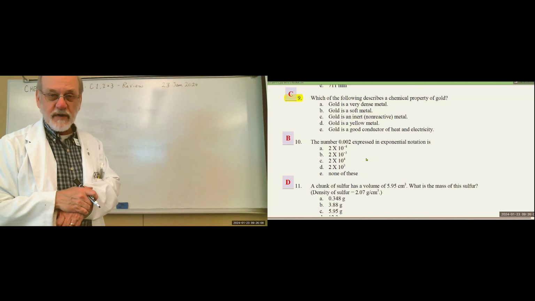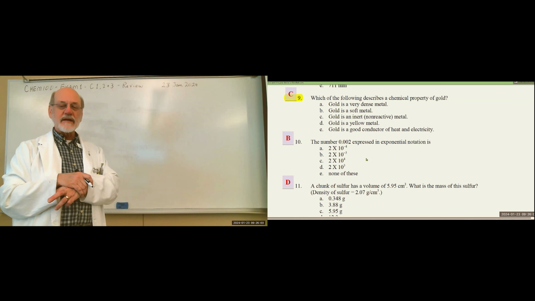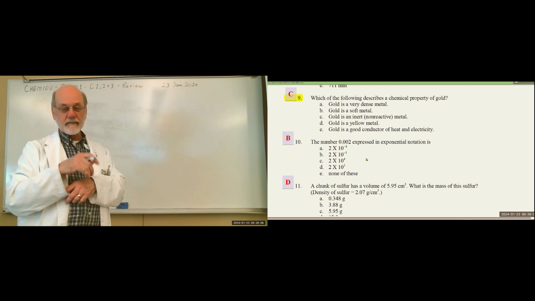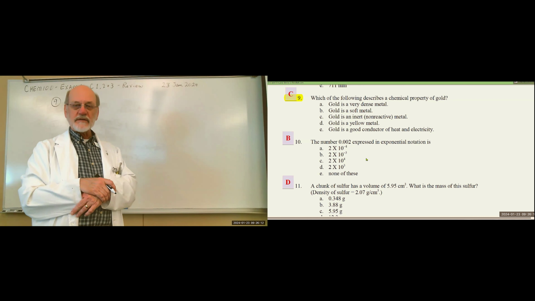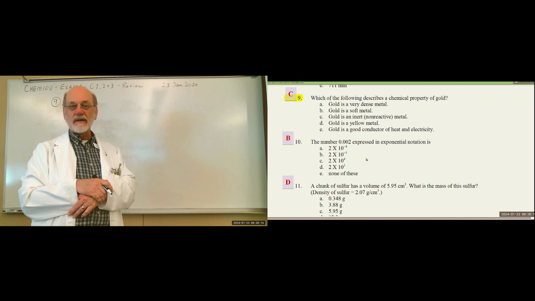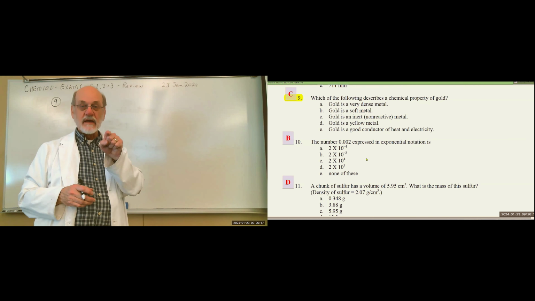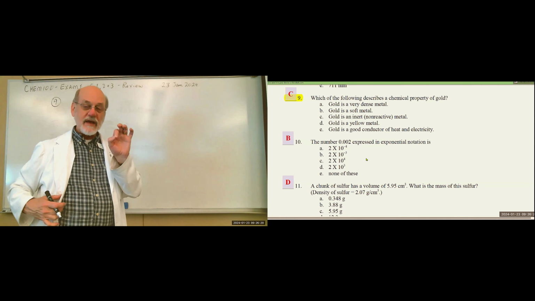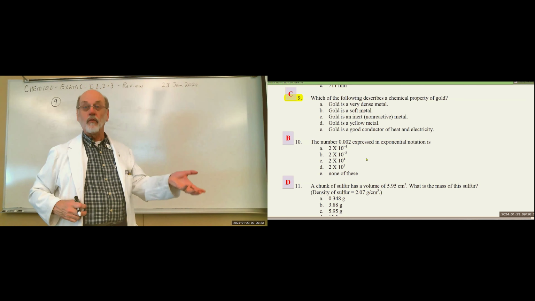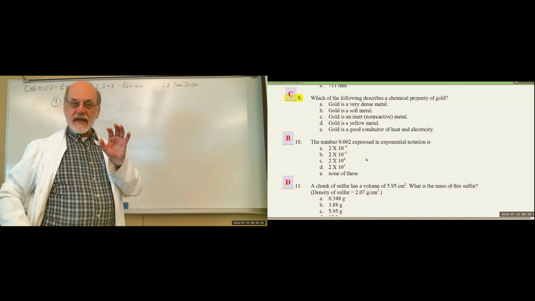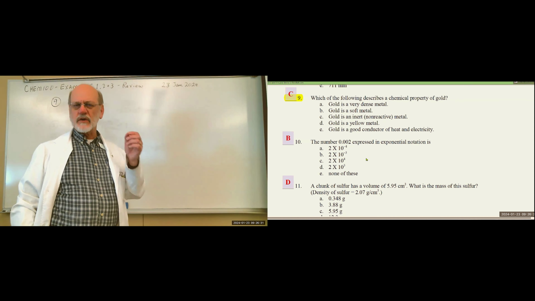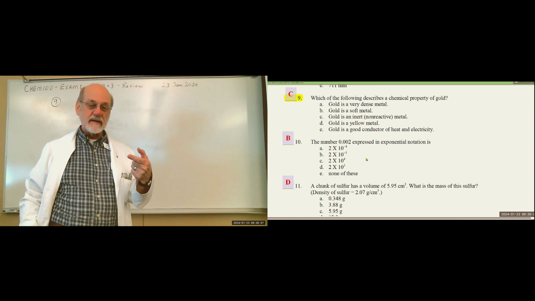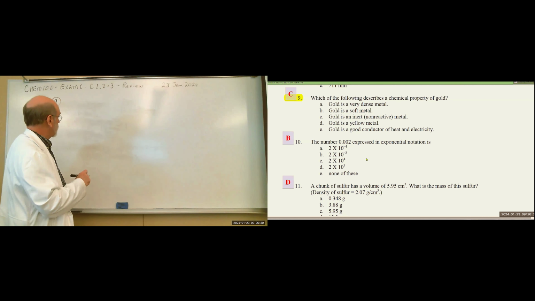So A is gold is a very dense metal. Density is a physical property. Gold is a soft metal. That's also a physical property. Gold is an inert, non-reactive metal. Okay, that's the key. It's not saying that it will react with something, it's saying it won't react. And that is a chemical property. D, gold is yellow. E, gold is a good conductor of heat and electricity. Those are all physical properties. The only one that's a chemical property is C. Gold is an inert, non-reactive metal.